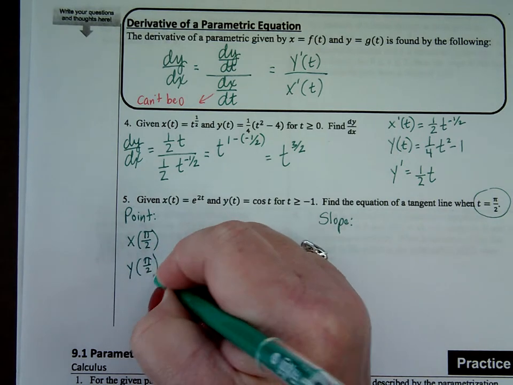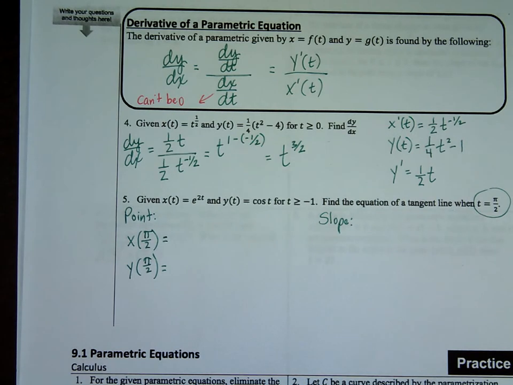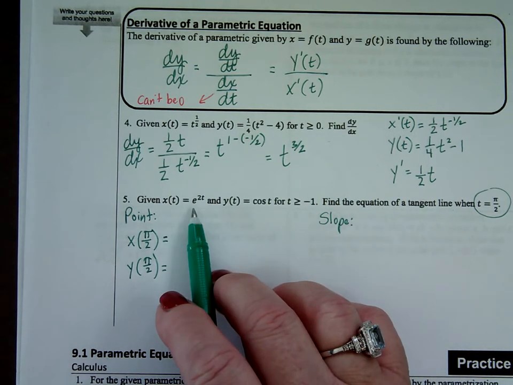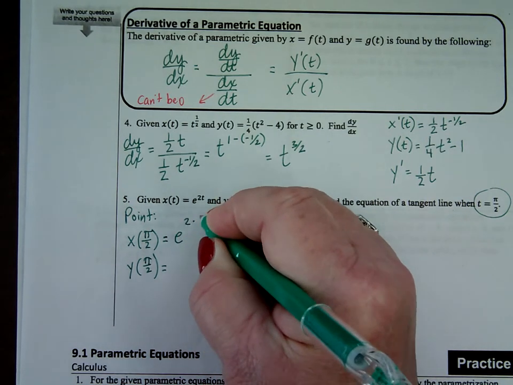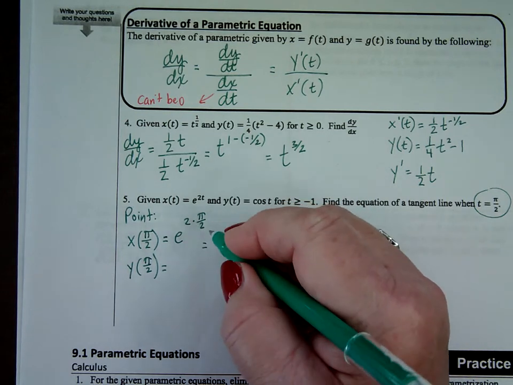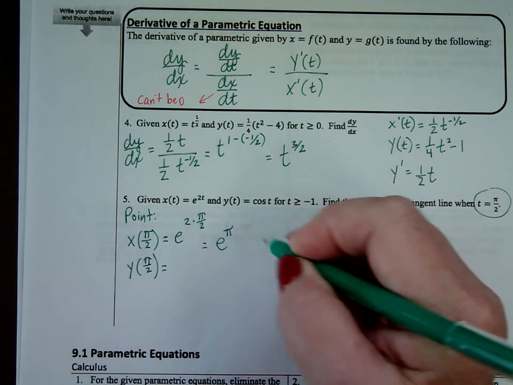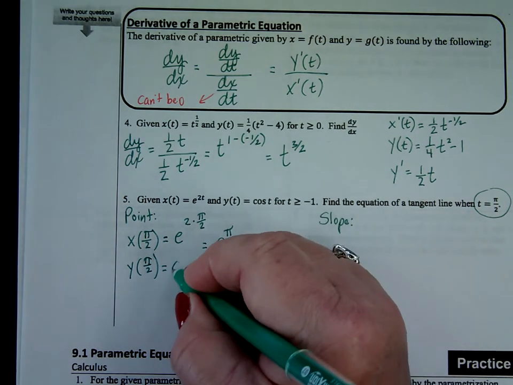And that doesn't require any derivativing. Let's just plug it in. So these are going to be funky looking, but it's really not that bad. So x is e to the 2 times pi over 2. Well, 2 times pi over 2, the 2's cancel, I get e to the pi. There's your x coordinate. Y of pi over 2, come over here, cosine of pi over 2.